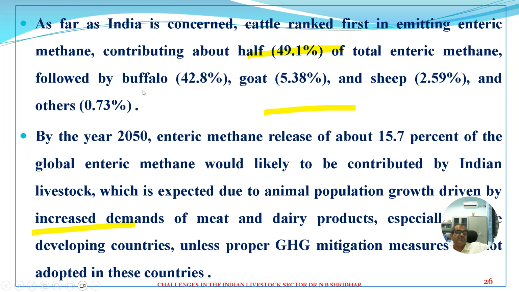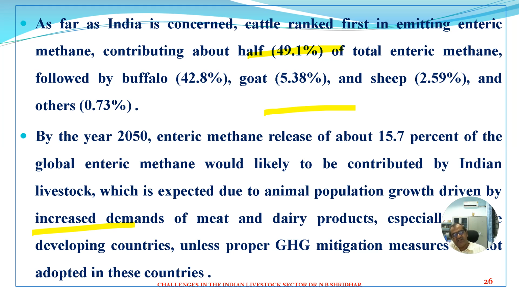So methane gas is produced by number one cattle, followed by the buffaloes 42.8%, goat 5.38%, and sheep 2.59%, approximately 2.5%. Other animals like dogs, etc. produce about 0.73%, with cattle being the highest, followed by the buffaloes.